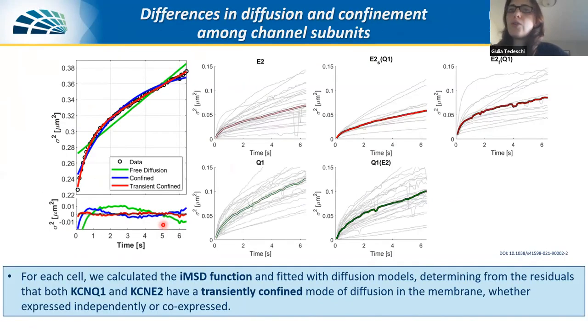Applying that to all of our samples, either the channels, the beta subunit transfected alone, the alpha subunit transfected alone, or the co-transfection, we could see that for all of these conditions, the best model applied is the transiently confined mode of diffusion in the membrane, independently of whether the subunits were expressed alone or co-expressed.